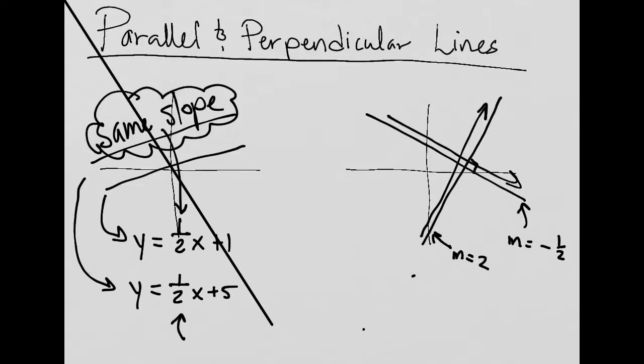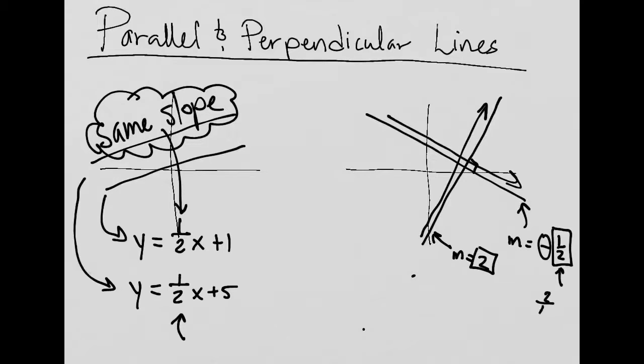So notice the signs are opposite, so one's positive, one's negative. And then the number itself, just the number part, those are reciprocals. What I mean by reciprocals is, if we flipped over that fraction, it would become 2/1. Well, what does 2/1 simplify to? It simplifies to 2. So they're reciprocals of each other.